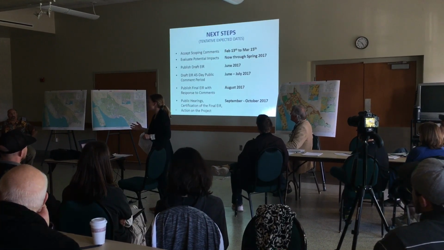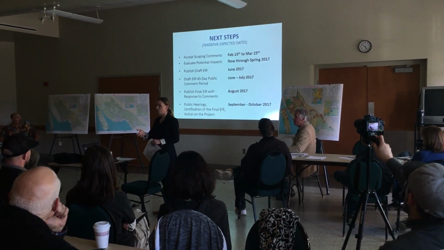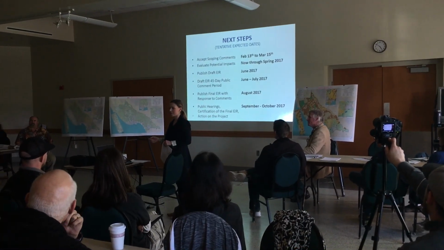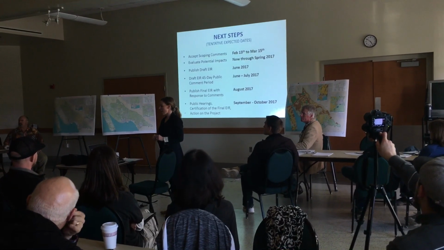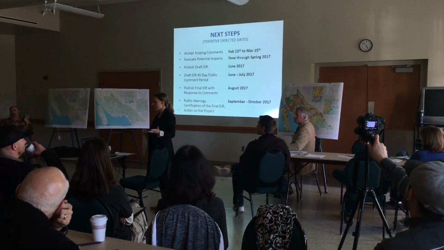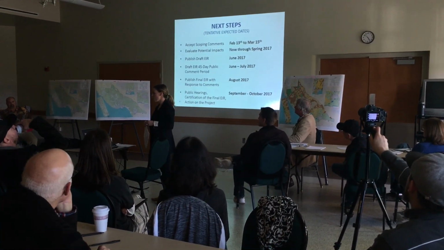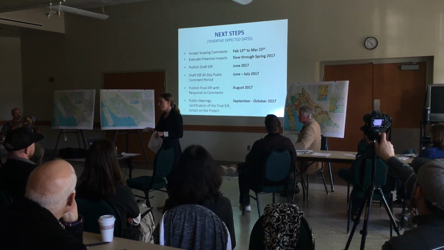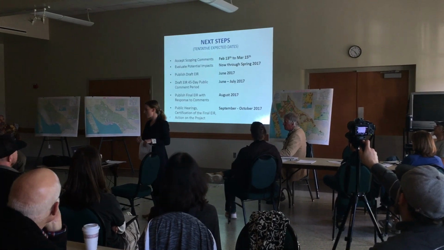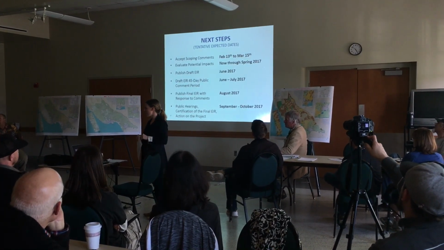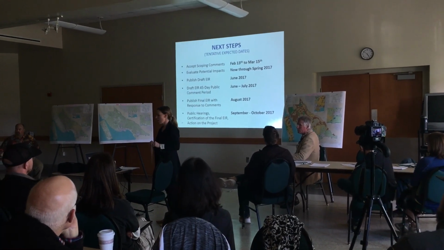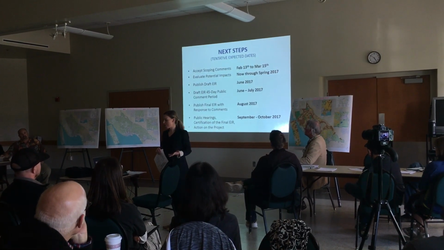All right, so just for next steps, you saw Rita's timeline about where we are. We're very early in the EIR process. This is one of the first steps that we do. And what you can expect coming up is that we're going to be accepting comments through March 15th. We'll be looking at and evaluating potential impacts in the draft EIR through spring 2017. We'll be publishing the draft EIR in about June 2017. That's when you can start to look for it on the streets. And that'll be subject to a 45-day review period between June and July of this year.